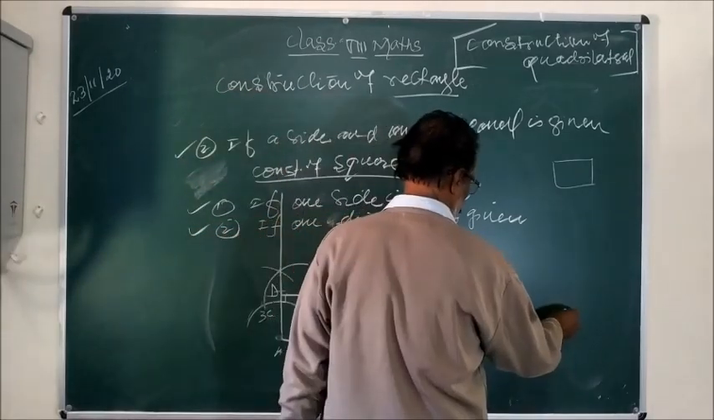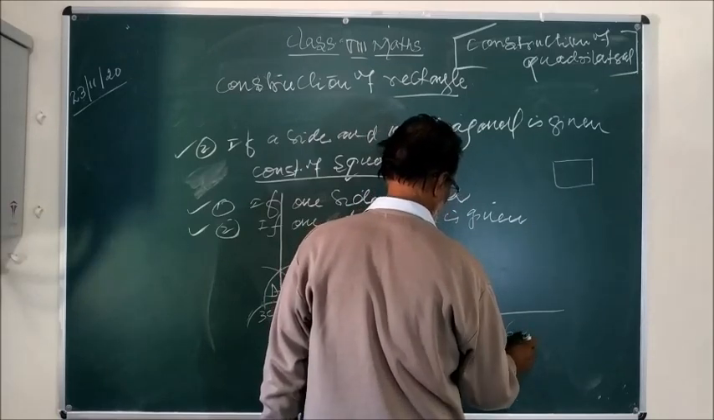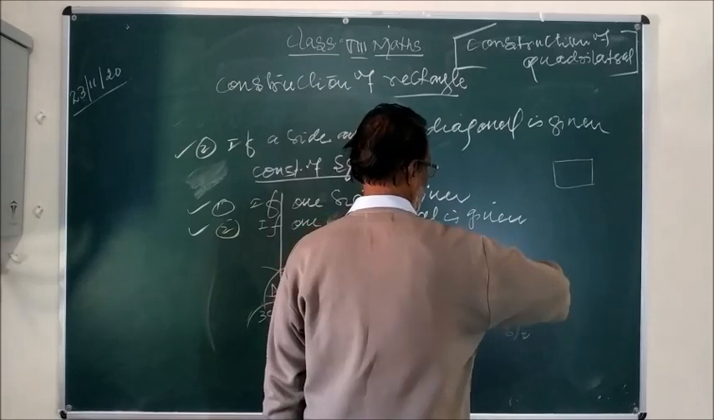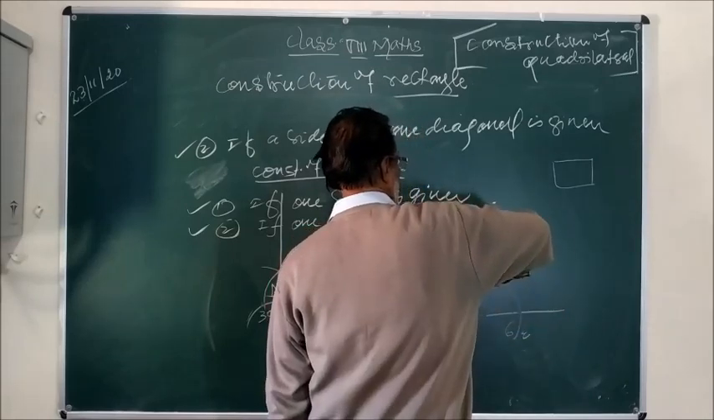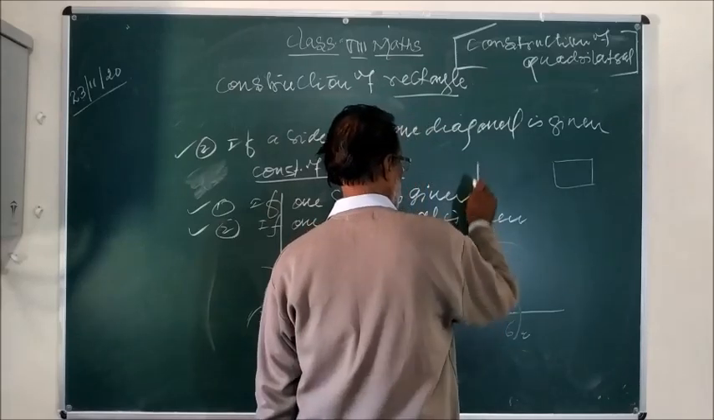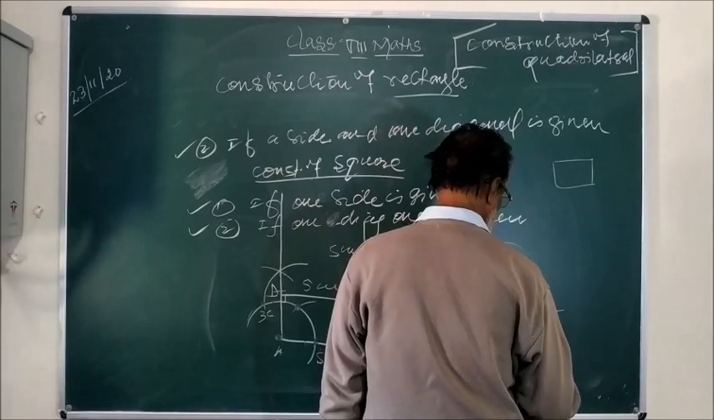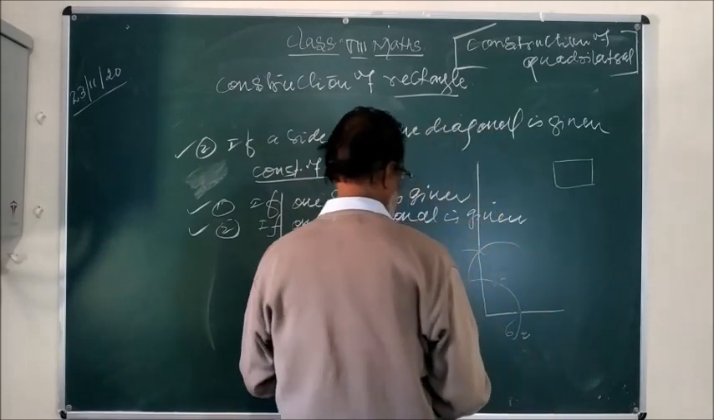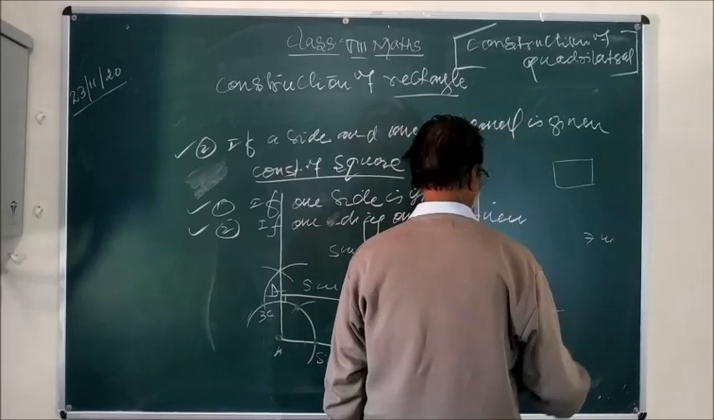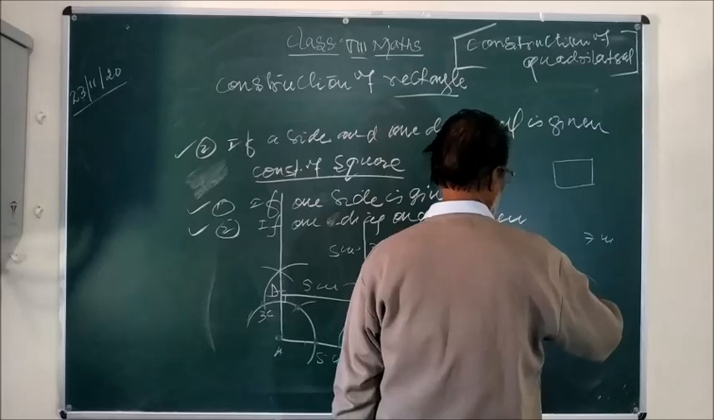So first you draw a line segment. Suppose this is 6 cm. You draw an angle of 90 degrees as I have explained. So this will be 90, either here or here, down also if you want. And one diagonal is given. Suppose the diagonal is 7 cm. So here also you can make 90 in this way.